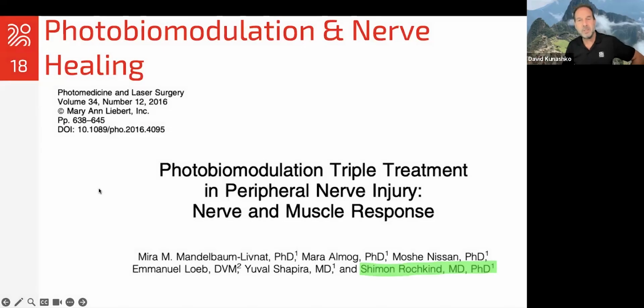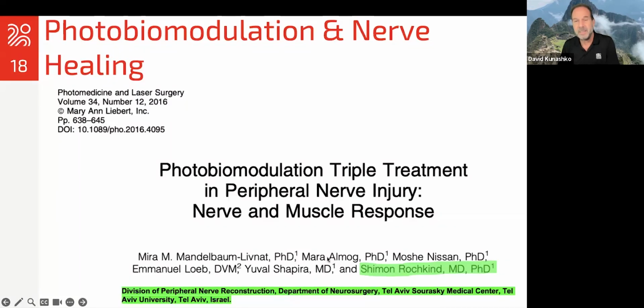A little bit of research. Now, this one is an animal model study, but it's really interesting because they look specifically at sciatica in rats or mice. It was done by Shimon Rochkind. I actually know Dr. Rochkind. He's a researcher out of Israel, and probably one of the preeminent scientists and researchers with respect to photobiomodulation and nerves specifically.